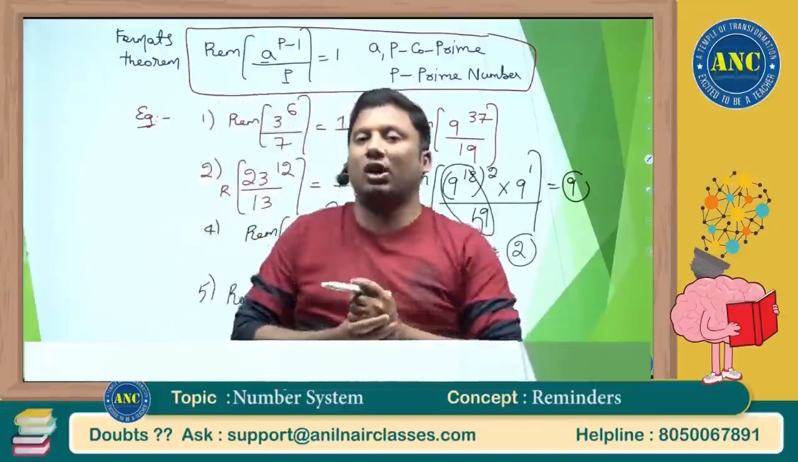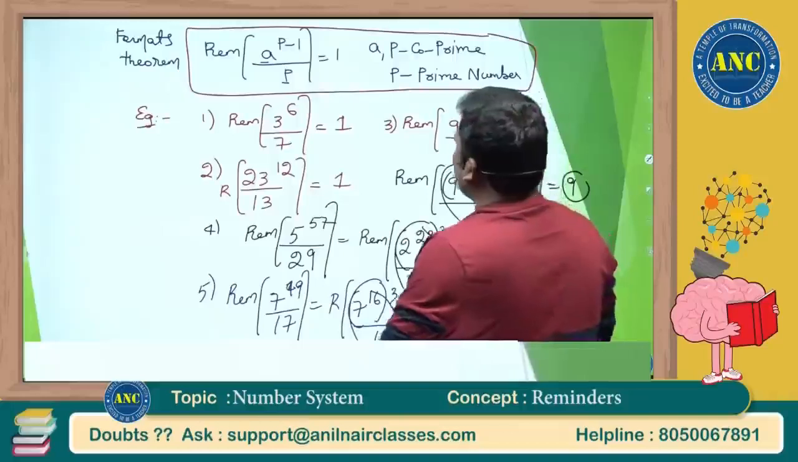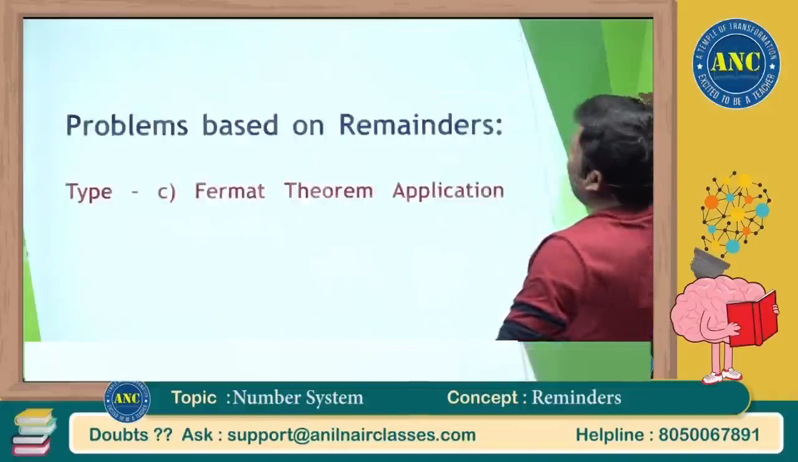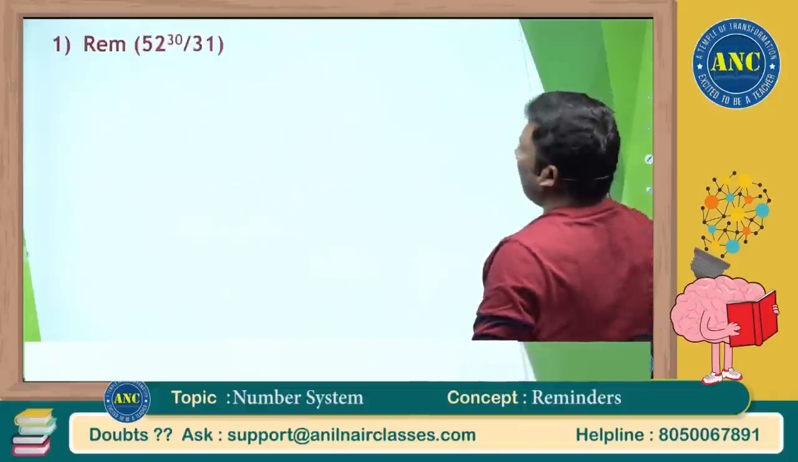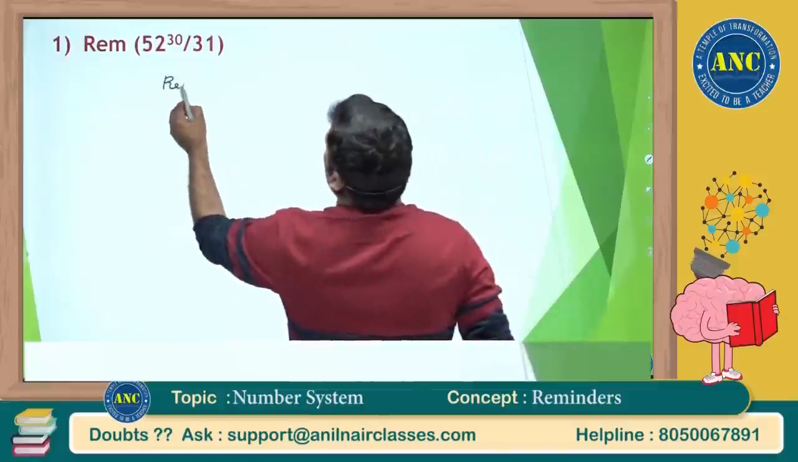We are going to solve it. Pay utmost attention to it. I hope the idea is clear. Now before that, are there any introductory problems? Fermat's theorem introduction, which we have done. This one, remainder 1: 52 power 30.